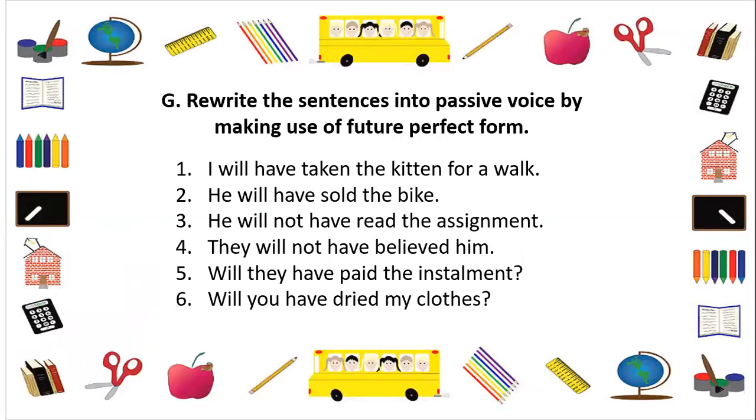Next one, students, G. Rewrite the sentences into passive voice by making use of future perfect form. Okay. So now these sentences are future tense. I will have taken the kitten for a walk. So how will you make this into future perfect tense?